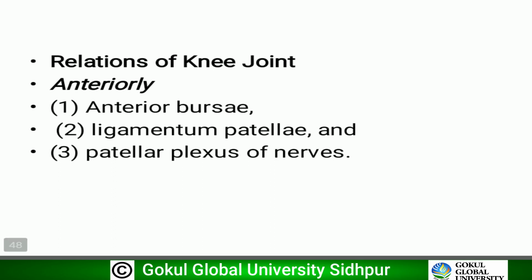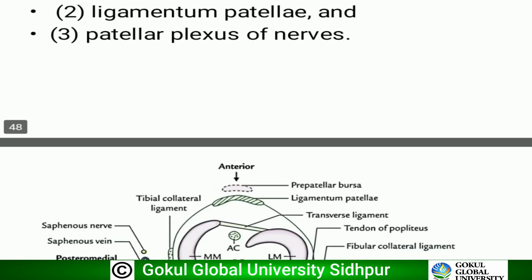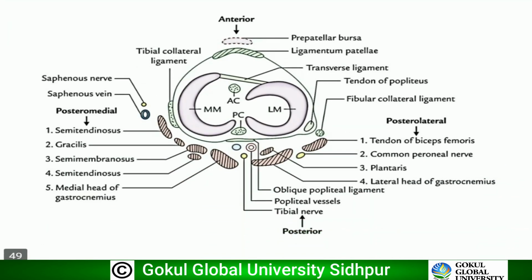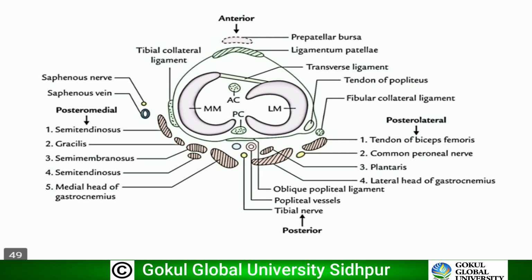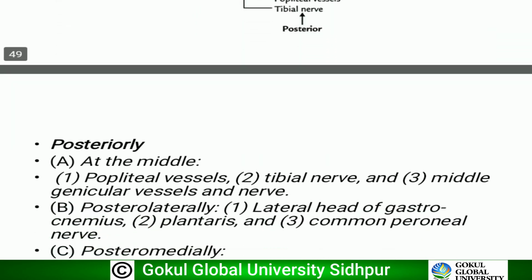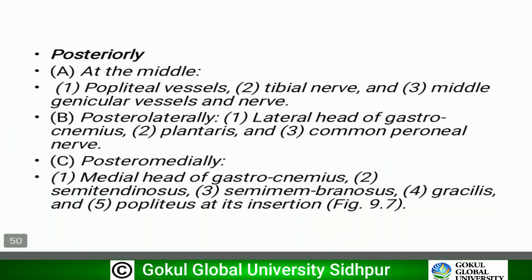Now relations of the knee joint. Anteriorly: anterior bursae, ligamentum patellae, patellar plexus of nerves. This diagram shows the relations of the knee joint. Posteriorly at the middle: popliteal vessels, tibial nerve, middle genicular vessels and nerve. Posterolaterally: lateral head of gastrocnemius, plantaris, common peroneal nerve.